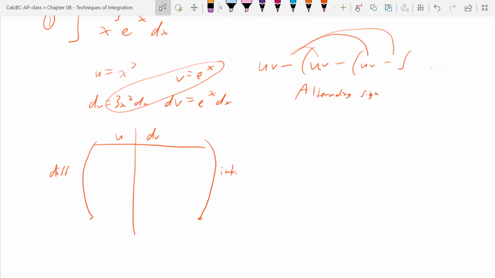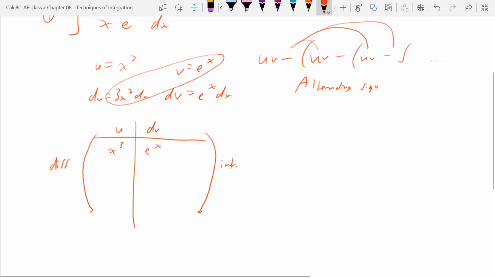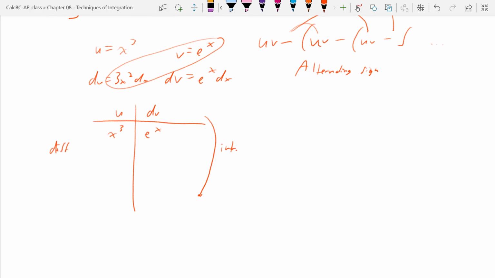So we're going to do the same choice that we did before. u is going to be x to the third, dv is going to be e to the x. As I move down the table with my x to the third, I get 3x squared, then 6x, then 6, and then 0. And of course, as I move down with e to the x, I actually just get e to the x, e to the x, e to the x, e to the x.